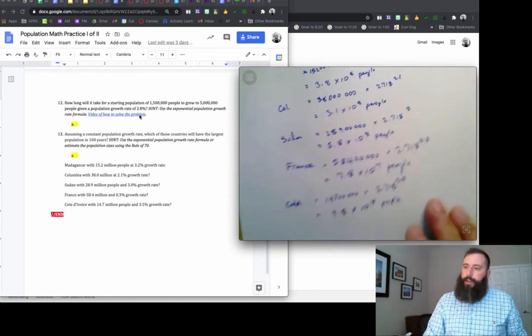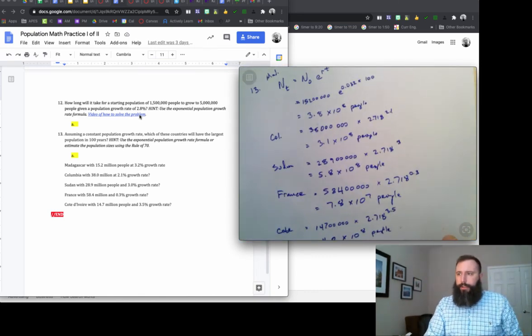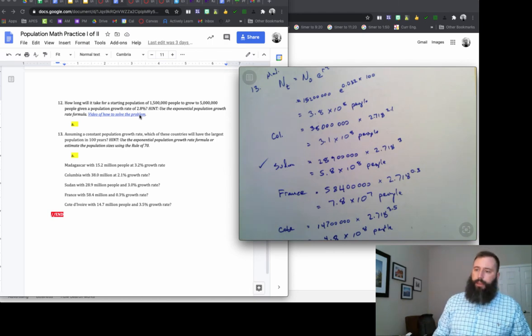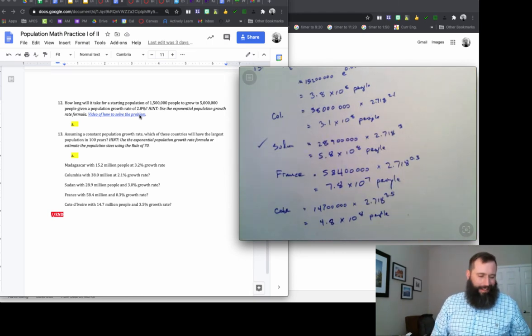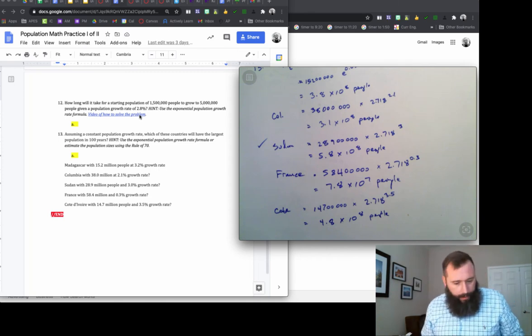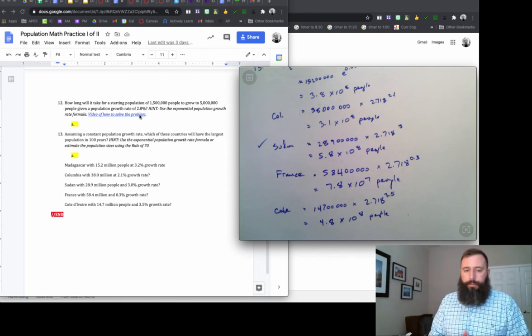There you go. So the answer is, who will have the highest population after 100 years, given all of that information? The answer is going to be Sudan with 5.8 times 10 to the 8th people. All right, there you go. That's how to do all of the problems on questions 1 through 13 on that handout.